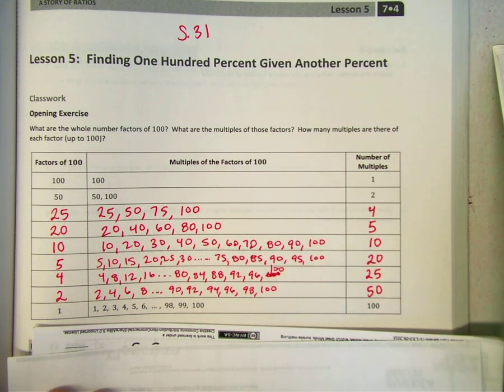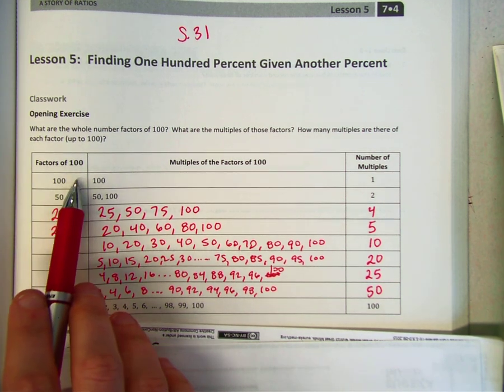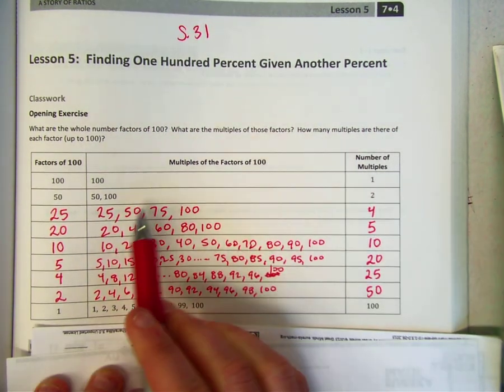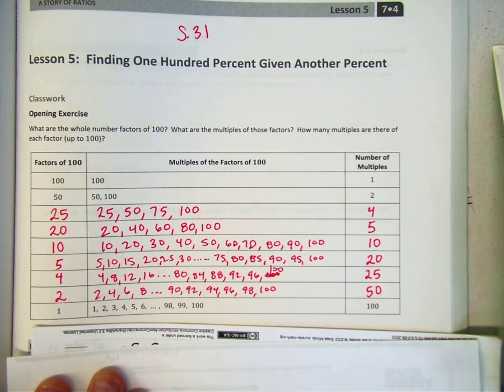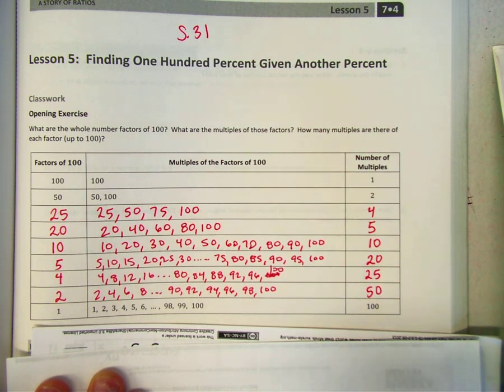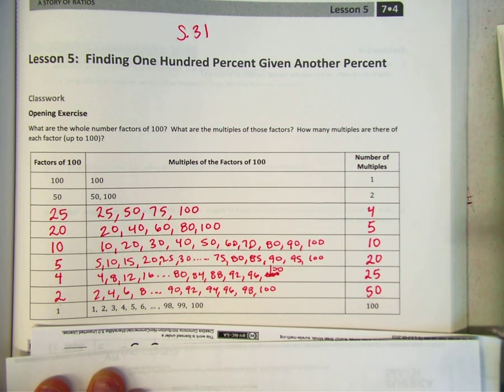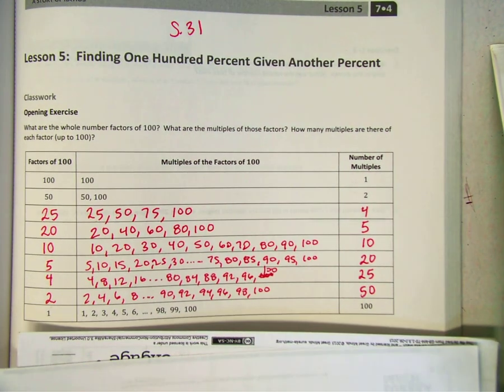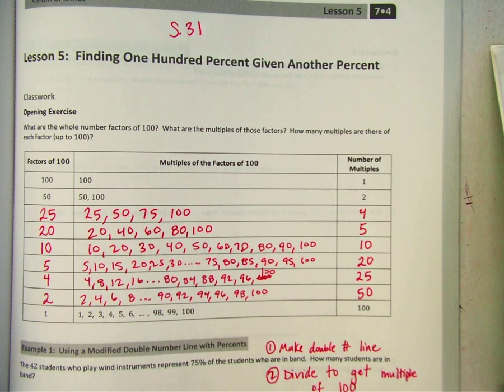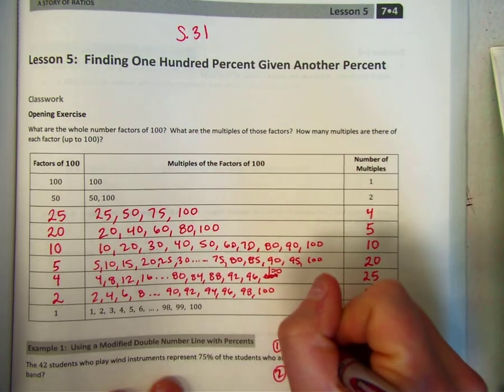So basically the idea here is that we can split 100 up all these different ways, and we can use all of these multiples to kind of jump back and forth when working with percents. So we're going to be constantly referring back to our factors and our multiples to get 100 as we are breaking down percents.